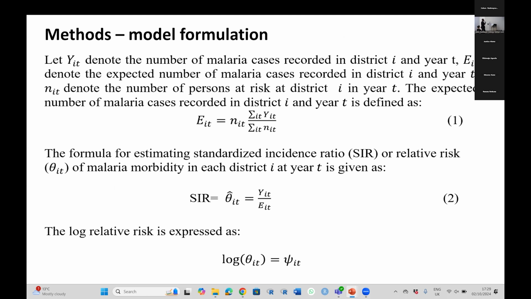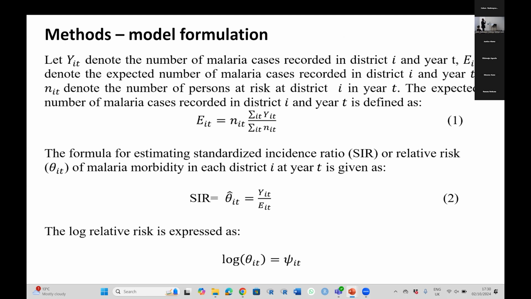Okay. Then you also take E_it to be the expected number of infected children under 5 years in each of the districts over a particular time. So this is what you observe, but what do you expect? The reason why that needs to be calculated is because we need that information to estimate what you call the risk, or the standardized incidence ratio. We need that in our modeling. That's why we have to estimate that.